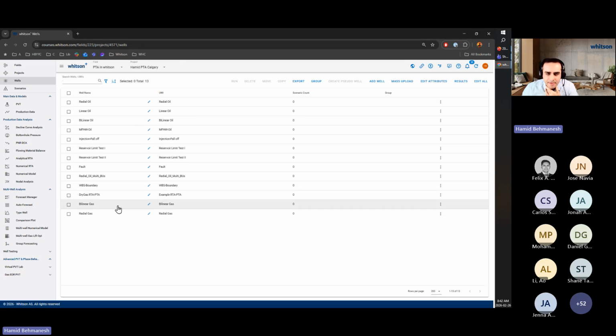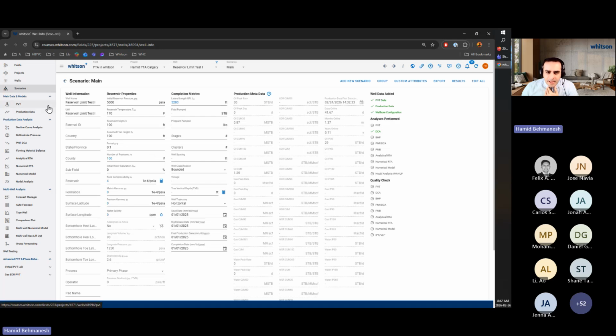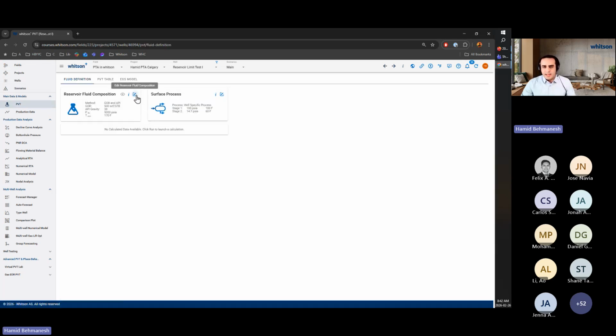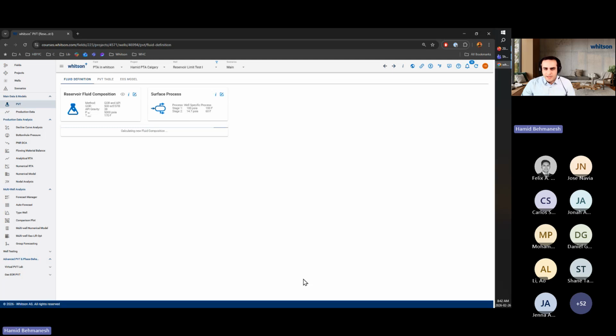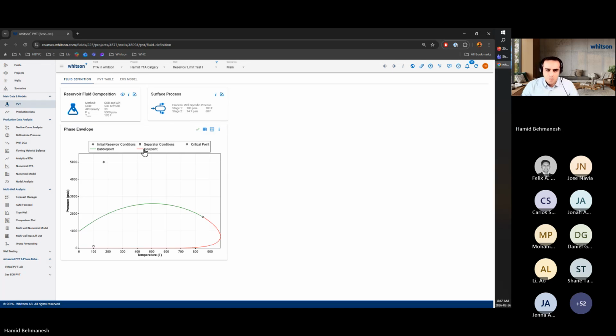The one that I'm interested in is reservoir limit test 1. So if you click on reservoir limit test 1, and go to PVT, click on edit reservoir fluid composition, and once you do that, you only need to click on save. Maybe just give like 30 seconds or a minute for people, because everyone is loading their wells, and it's 13 wells. So it takes a little bit.